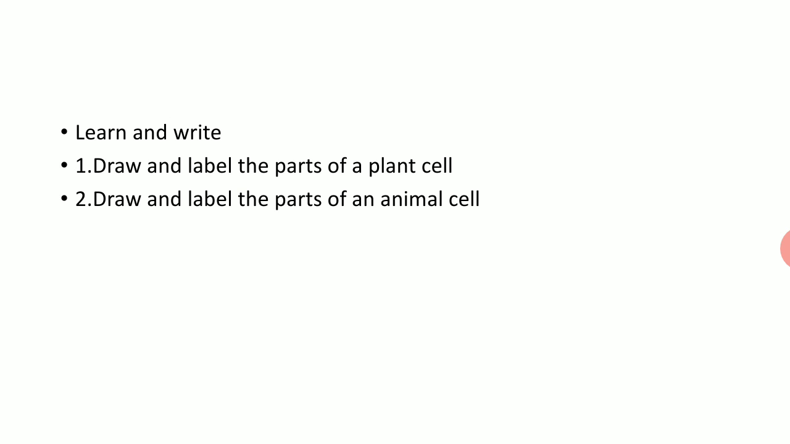Here are your questions. The first one is: draw and label the parts of a plant cell. You have to draw the structure of a plant cell, and the parts should all be mentioned on the same side. If you are drawing a diagram, on the right side you have to draw a straight line and write the label in order. In that way you have to mark the parts of the plant cell. Then the animal cell: draw and label the parts of an animal cell. It should also be done the same way.